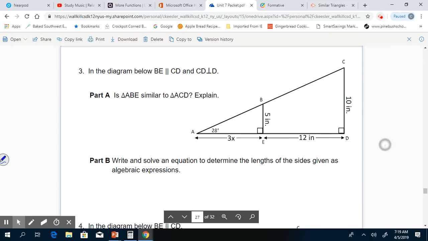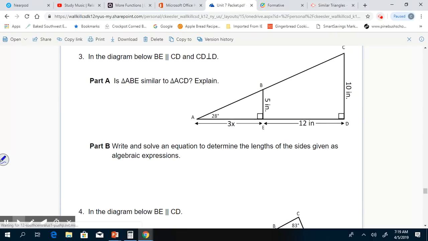And here we have some overlapping triangles, and again, some parallel and perpendicular sides. So BE is parallel to CD, these two here. And CD is perpendicular to AD, I think it should have said. I don't know why it's just saying D there. So perpendicular means that they have 90-degree angles. So in both cases, these are perpendicular.